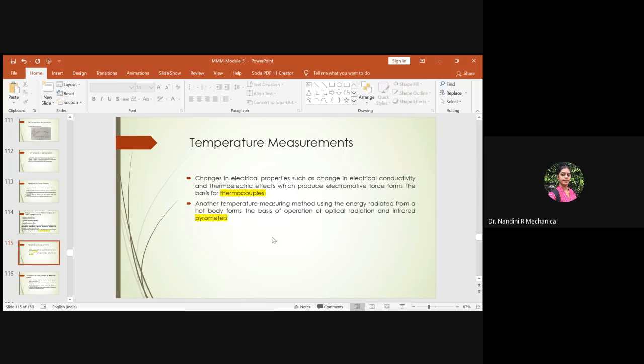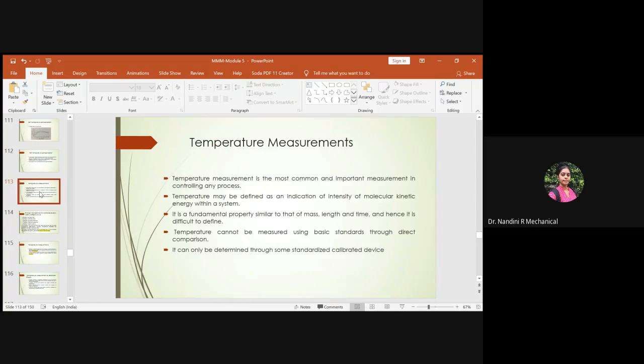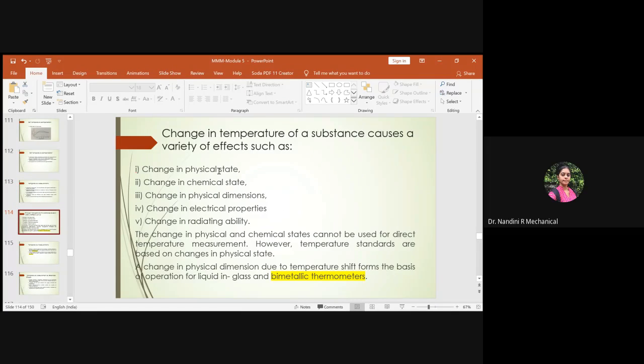During temperature measurements, various properties come into the picture. Why does a change in temperature cause increased intensity of kinetic energy associated with the system? That is due to various changes that come into the picture. It could be a change in the physical state, a change in the chemical state, or a change in the physical dimension of a given body or material. It could be a thin film, a bulk material, a powder, or pellets.